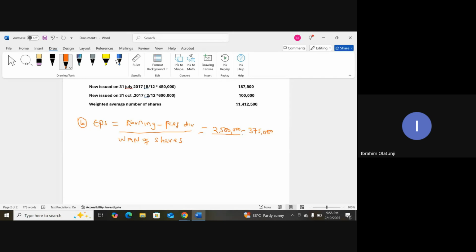Then everything all over the weighted average number of shares, which is 11 million, 412,500. So EPS is equal to, so what do you have as EPS? 0.1862.